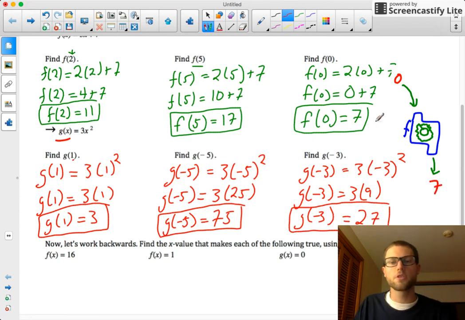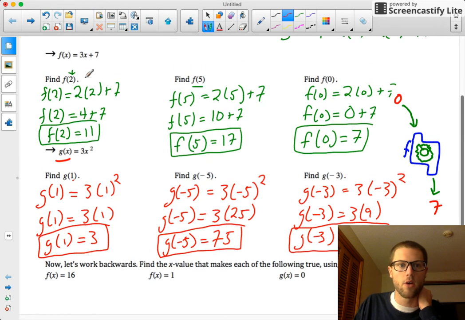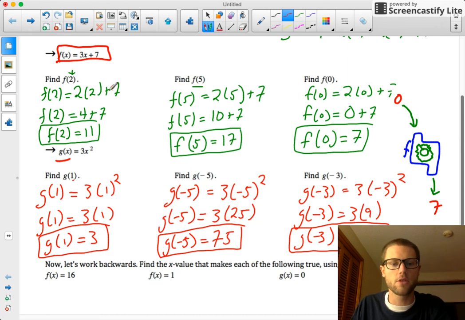So that's what I want you to start to get in your heads about what a function is and what function notation is. It's all about inputs and outputs. And the way that we get these outputs is by following a certain rule of this machine given by what our equation is. The rule for f of x is take your input, multiply it by 3, and add 7. So in the next video, we're going to take a look at working backwards, and we'll see how that goes.